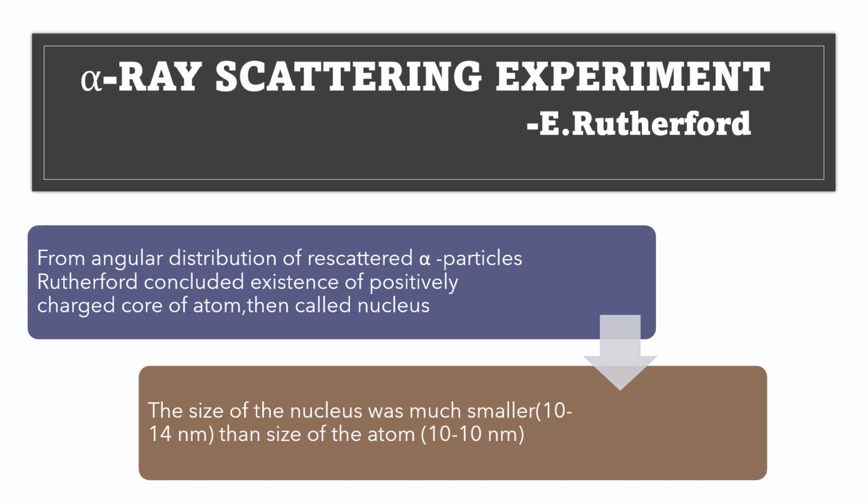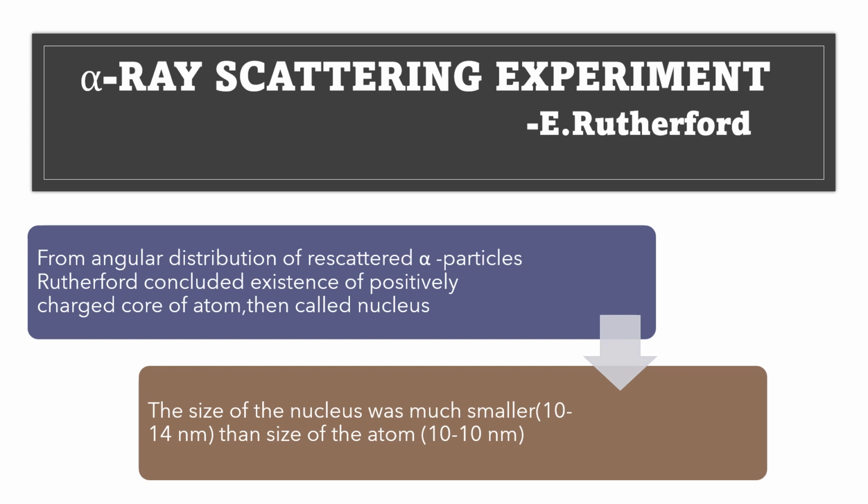Now I move on to the topic alpha ray scattering experiment by Ernest Rutherford. It is a very famous experiment which concluded the existence of a positively charged core of the atom, then called nucleus. Rutherford bombarded alpha particles on a thin sheet of gold foil. And what did he observe? A major fraction of alpha particles passed through the gold sheet without any deflection, so most of the space of an atom is empty.